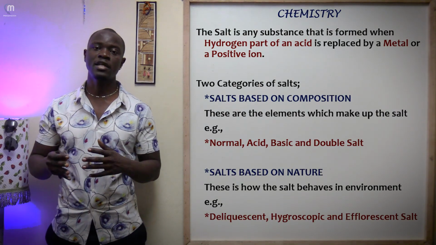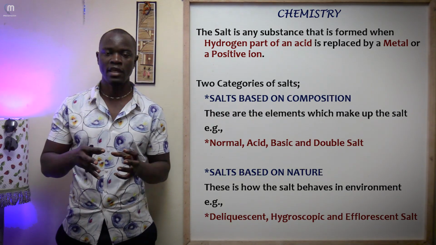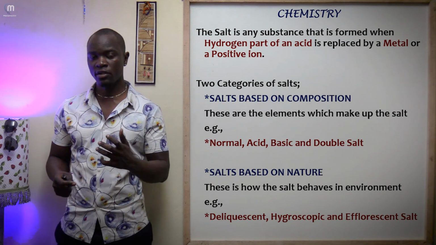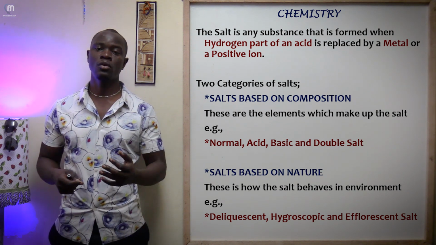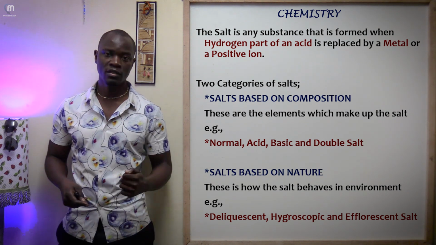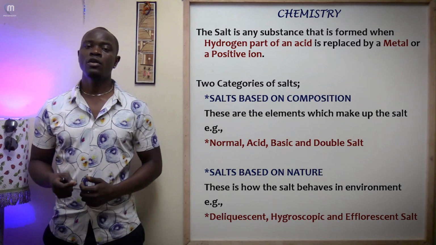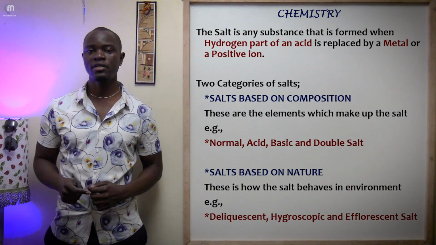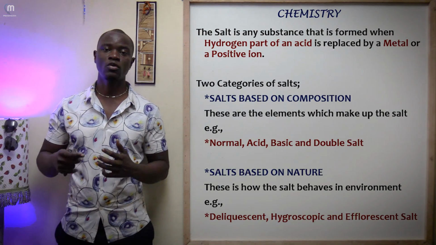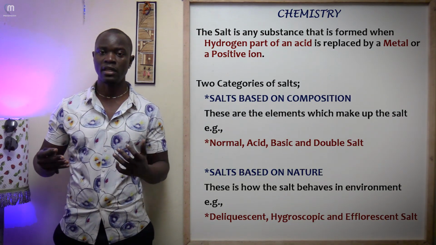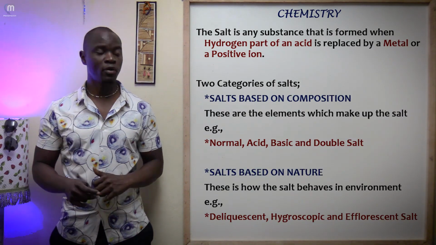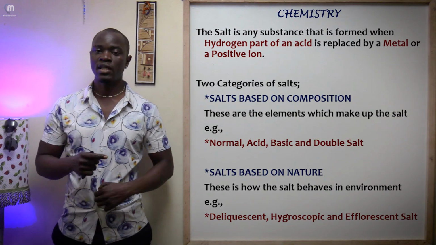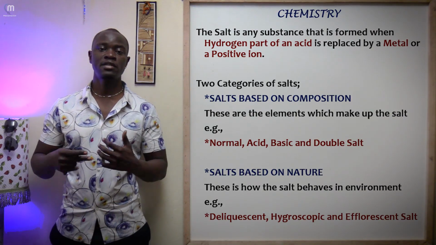Next, the salt based on composition, we went to basic salt. These are salts that have an OH group, the hydroxyl group. If any salt contains a hydroxyl group, that salt is a basic salt. Then we went to the next one, which was acid salt. Acid salts are salts that contain hydrogen in the compound. For example, the sodium hydrogen carbonate that we're talking about is an acid salt because it contains hydrogen.